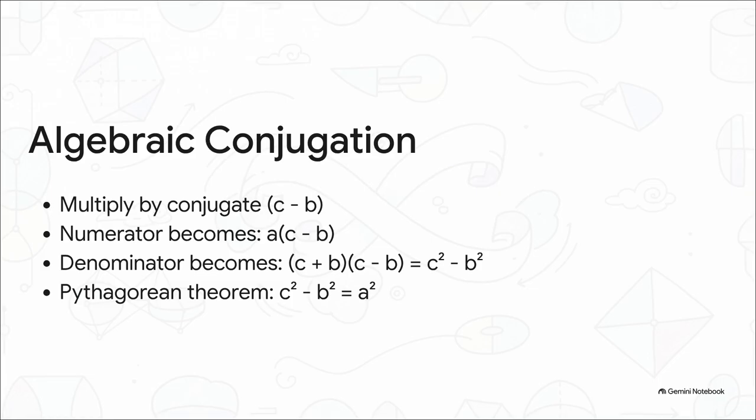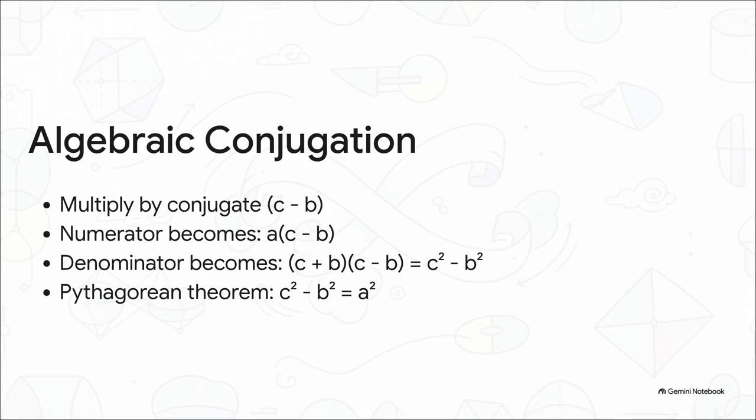So let's walk through the algebra together. I promise you this is remarkably elegant. To get rid of that clunky addition in the denominator, we're going to multiply the top and the bottom by the conjugate, which is C minus B. The top becomes A times the quantity C minus B. The bottom becomes a classic difference of squares, C squared minus B squared. And here is where the magic trick happens.